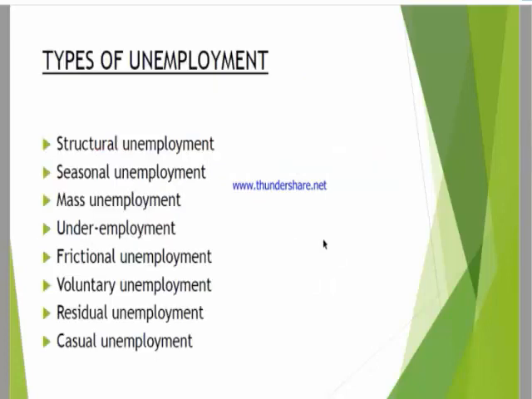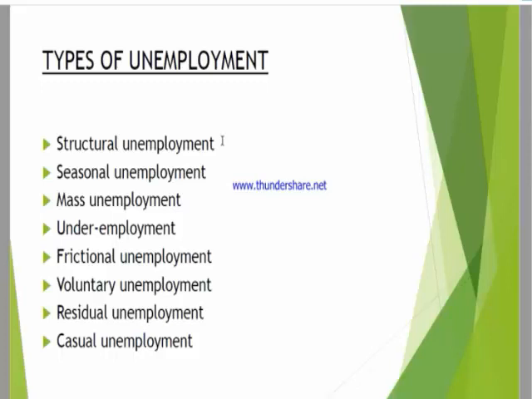Let's now look at the types of unemployment. There are 8 main types of unemployment, which are listed on the screen. We have the structural unemployment, the seasonal unemployment, mass unemployment, underemployment, frictional unemployment, voluntary unemployment, residual unemployment, and casual unemployment. Let's now explain them one after the other. Starting from the first one, we have the structural unemployment.